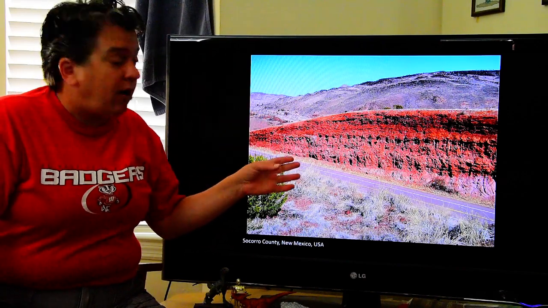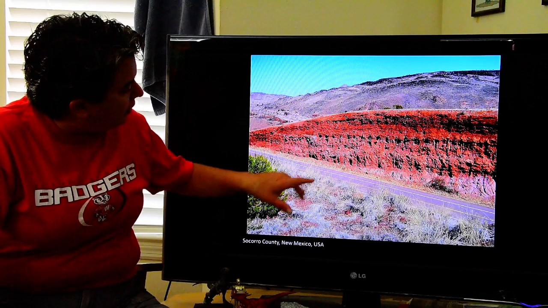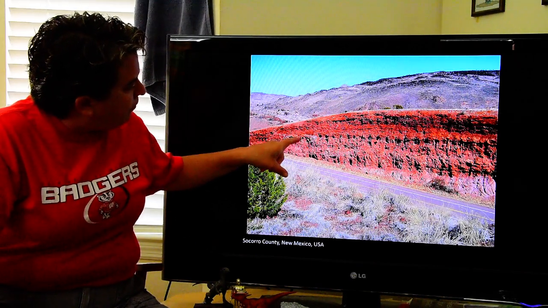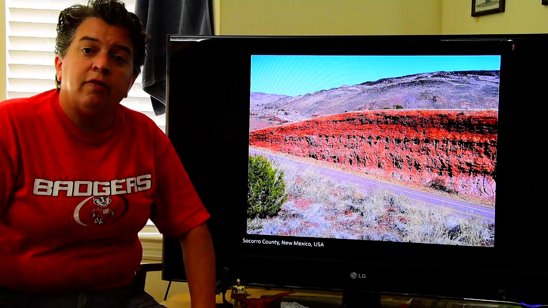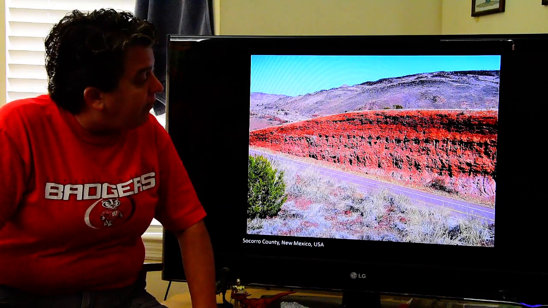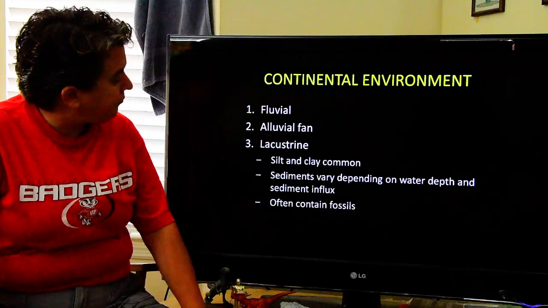Alluvial fan deposits look a lot like this. This is an alluvial fan deposit off in New Mexico. We can see large pieces, large clasts in there that were carried out of the mountains and deposited on that alluvial fan. And that's something very typical in these deposits.